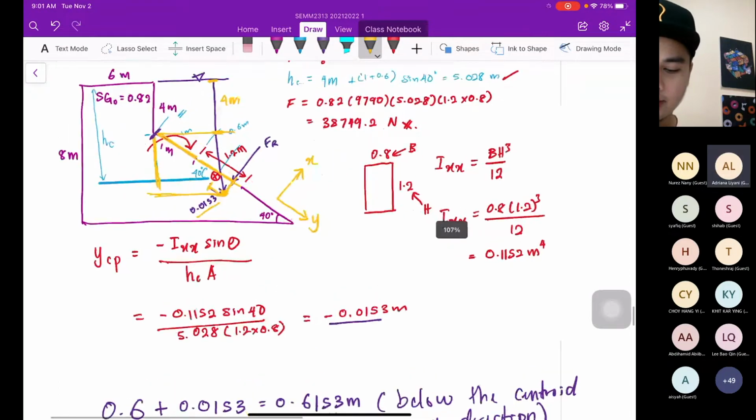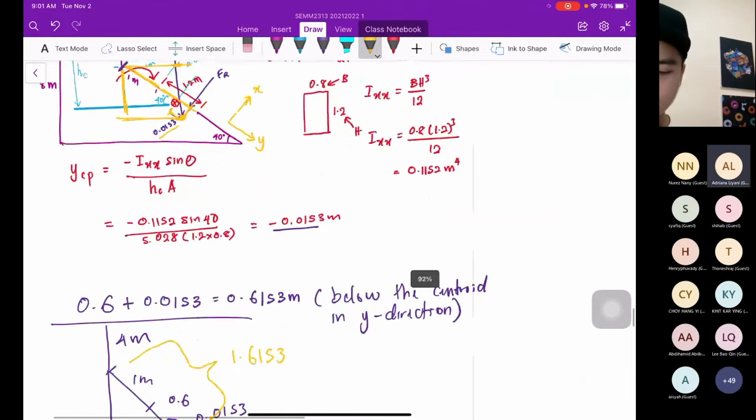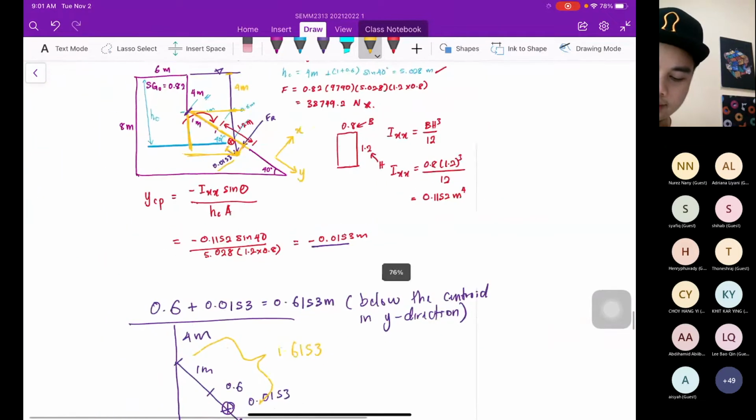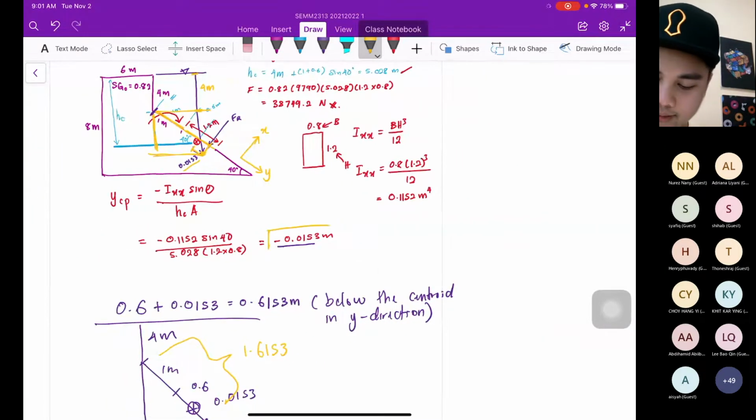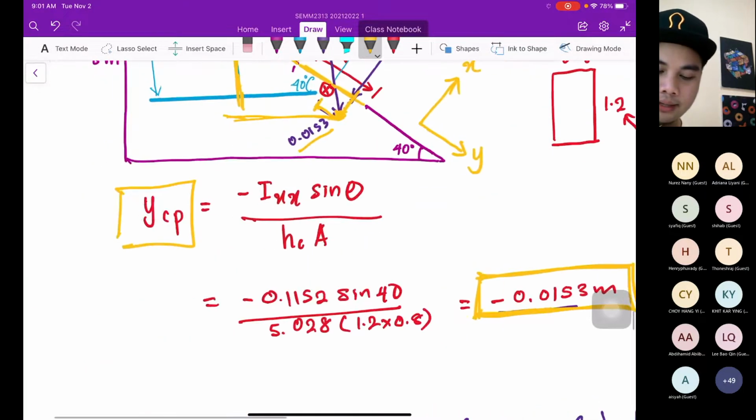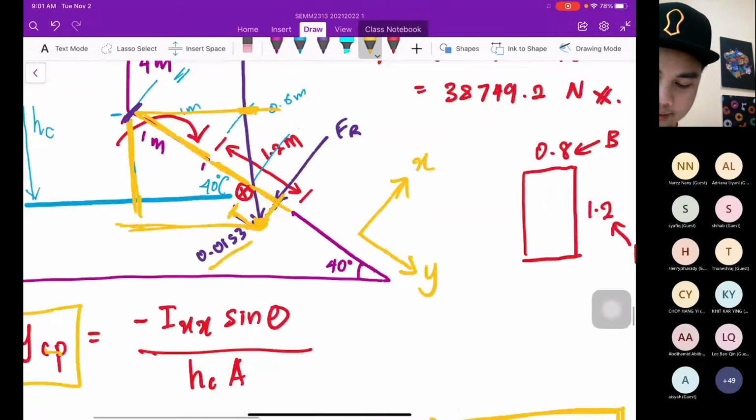Okay, below the centroid, that means you can see here, the answer is negative, right? Yes, doctor. Okay, you can see this one term, YCP. C is centroid, P is center of pressure. This is between C to P, you see? Y, C to P. So, where is the C? This is C, centroid, to P.